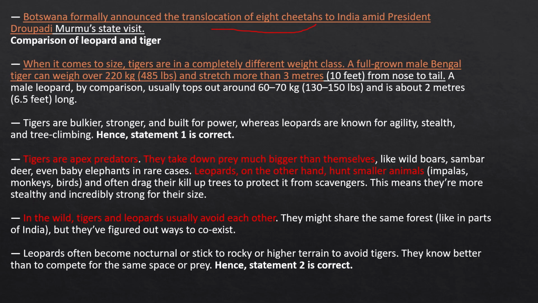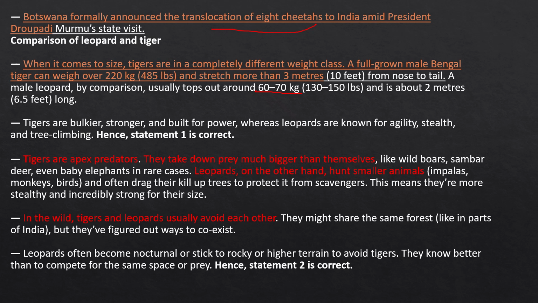Comparison of leopard and tiger. When it comes to size, tigers are in a completely different weight class. A full-grown male Bengal tiger can weigh up to 220 kg, and a full-grown leopard can weigh 60 to 70 kg. So tigers are heavier than leopards, and their length is also bigger than leopards.